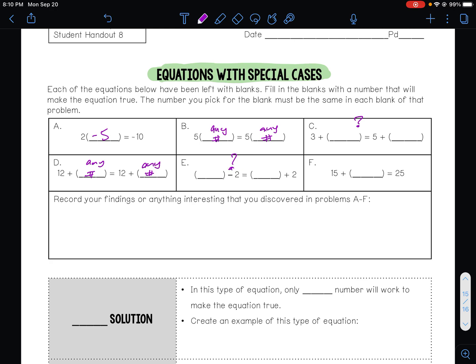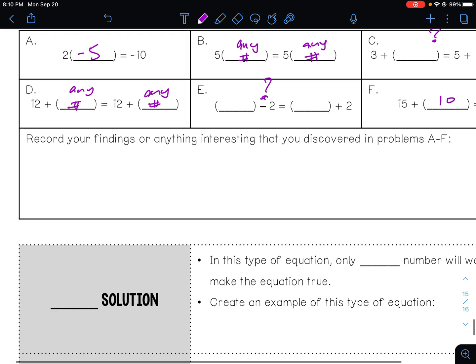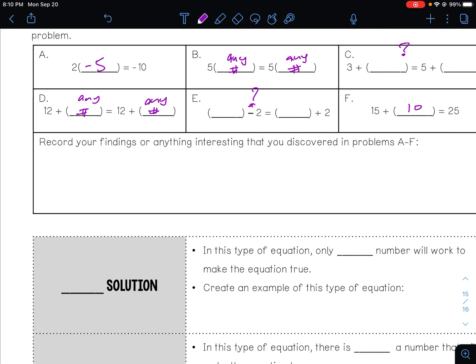And finally, F, 15 plus something equals 25. What number? Well, 15 plus 1 is 16. 15 plus 10 is 25. Yep. Is there any other number we can stick in there? No. So record your findings or anything interesting that you found in problems A through F.